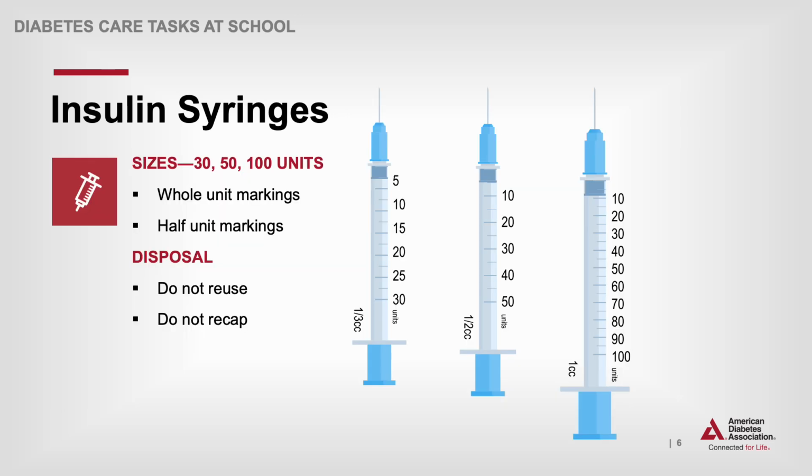Insulin syringes come in different sizes. Syringe sizes that are available are 1/3 cc or 30 units, 1/2 cc or 50 units, and 1 cc or 100 units. Generally, each horizontal marking indicates 1 unit on 30 and 50 unit syringes and 2 units on 100 unit syringes. However, some students may use 30 unit insulin syringes that have scales for both half and whole units. Needles and syringes should be disposed of in a manner consistent with universal precautions and local waste disposal laws.